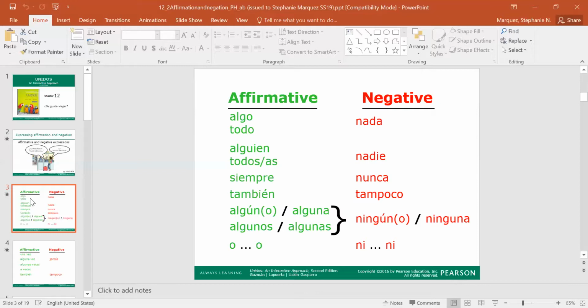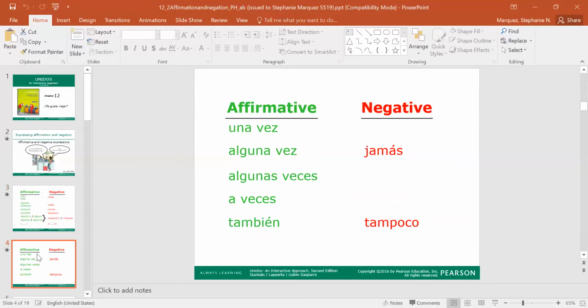So just to give you some ideas of the more common ones, if you look on the green side, algo means something, todo means all or everything, alguien means someone, todos and todas is just the plural way to say all or everything, but most of the time all, but the plural way. Siempre is always, and then you can keep on looking at the rest of the list. So on the red side with the negative vocabulary words, nada means nothing, nadie means no one, nunca means never, and then you can kind of look at the rest on your own as well in that list.